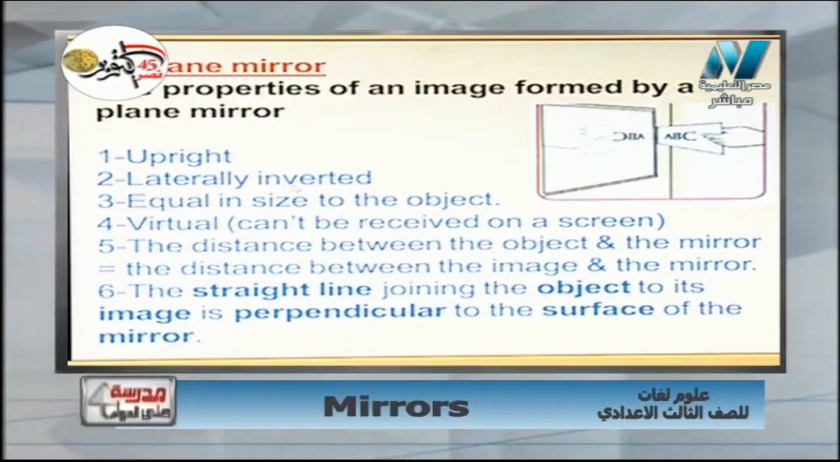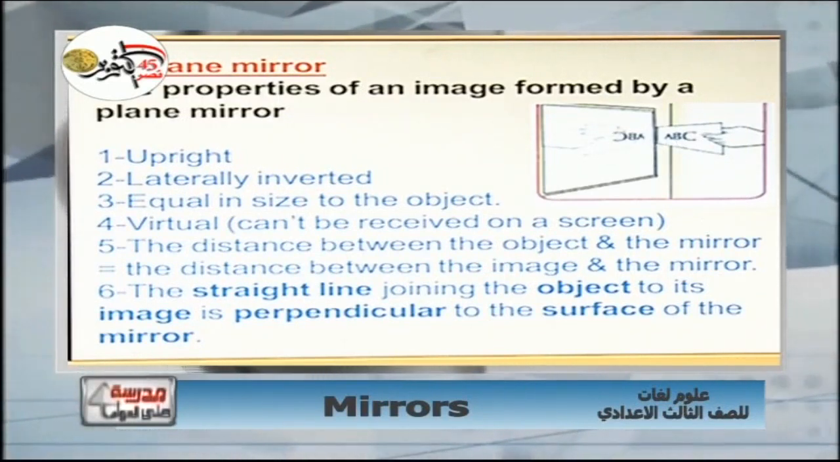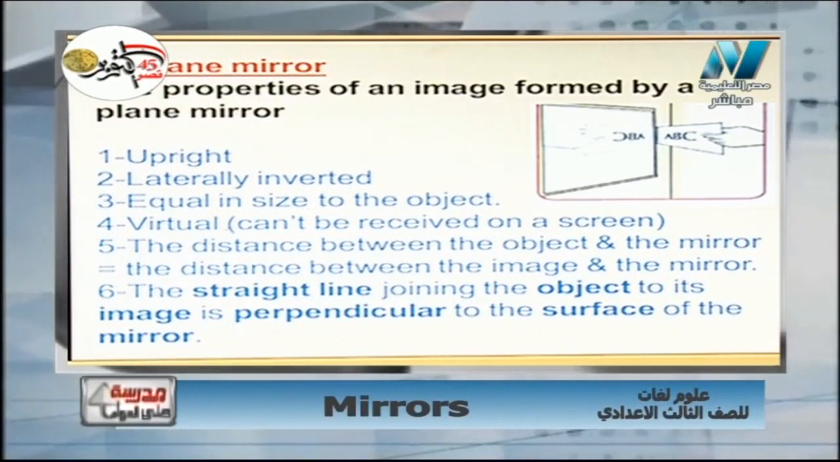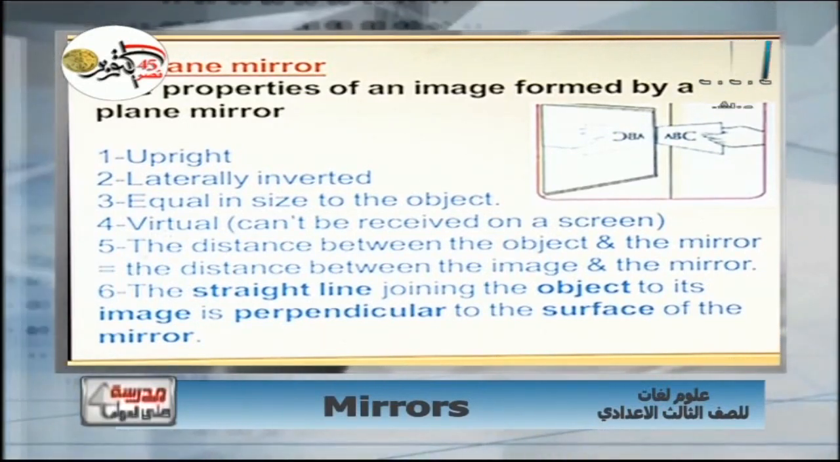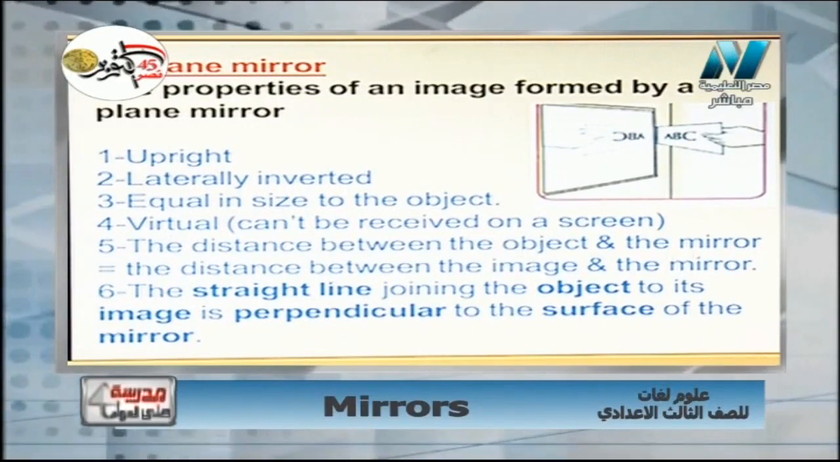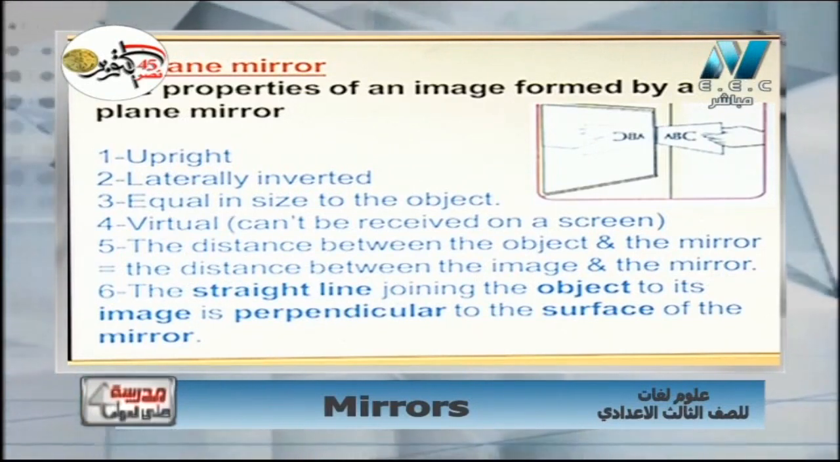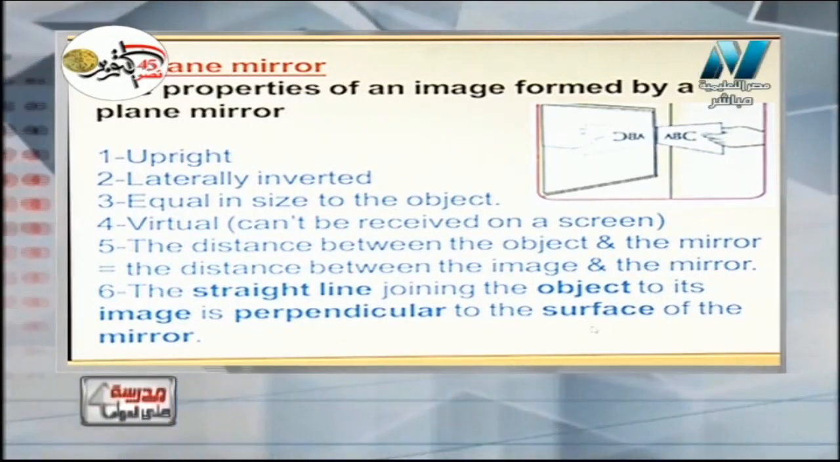Okay, let's see it together. As we see, these are the properties of the image. It's very important: upright, laterally inverted. What's meant by laterally inverted? It means reversed. Like this ABC, you are going to see it in the mirror written like this. Equal in size, virtual. What's meant by virtual? Cannot be received on a screen. Number 5, the distance between the object and the mirror equals the distance between the image and the mirror. Number 6, the straight line joining the object to its image is perpendicular to the surface of the mirror.